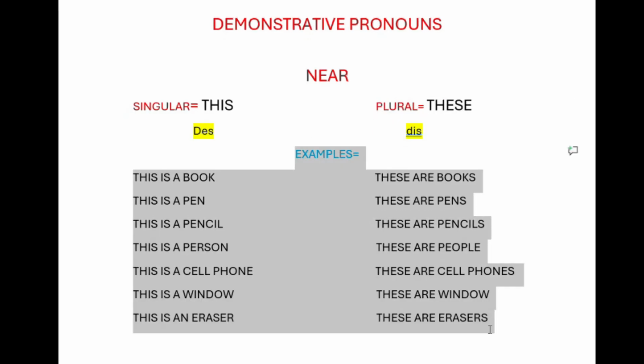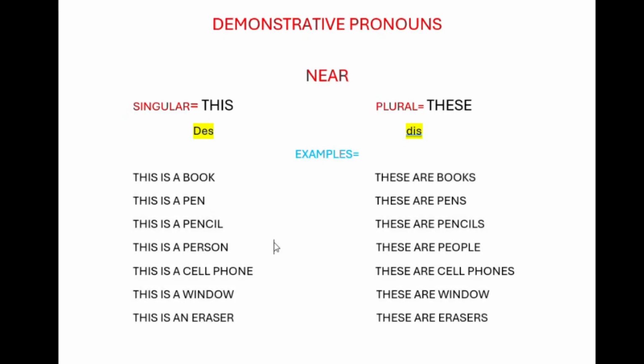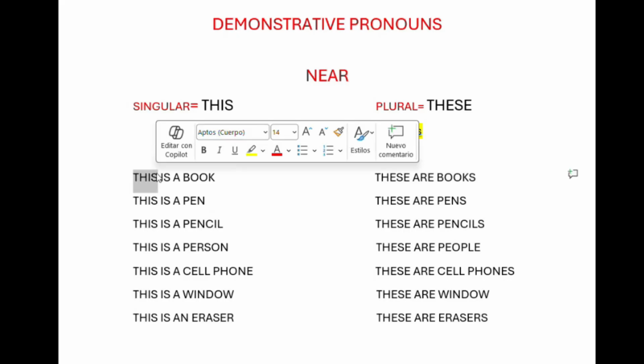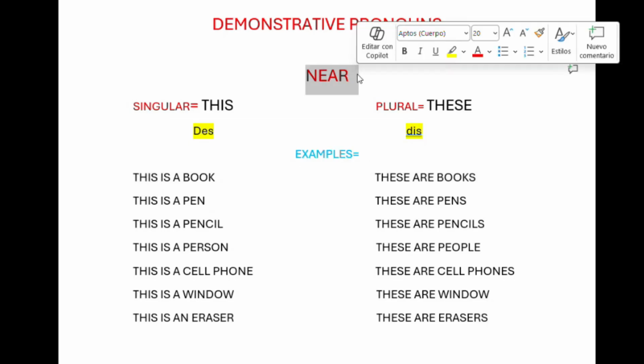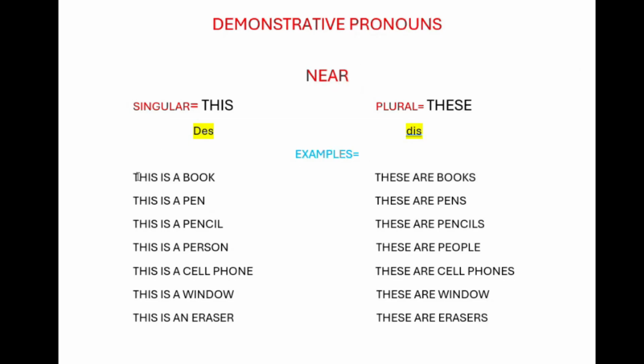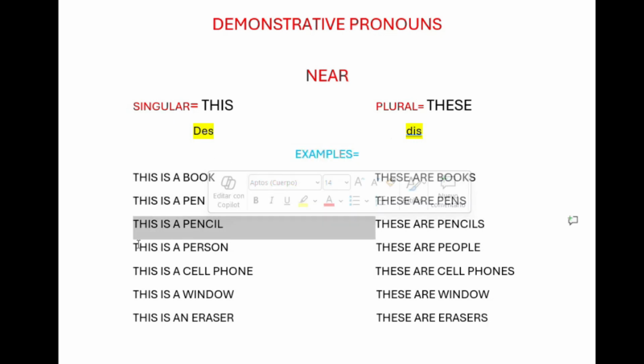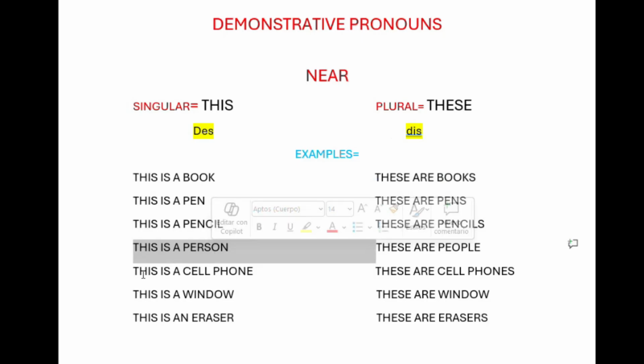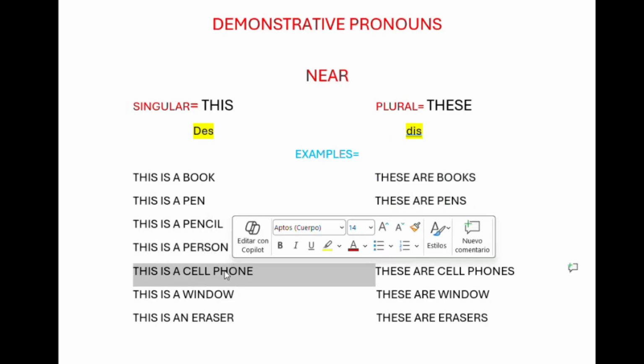And below you can see the examples. Okay, in this case, you use this when the object is close to you, is near, as you can see the word near. And you can repeat after me. This is a book. This is a pen. This is a pencil. This is a person. This is a cell phone.